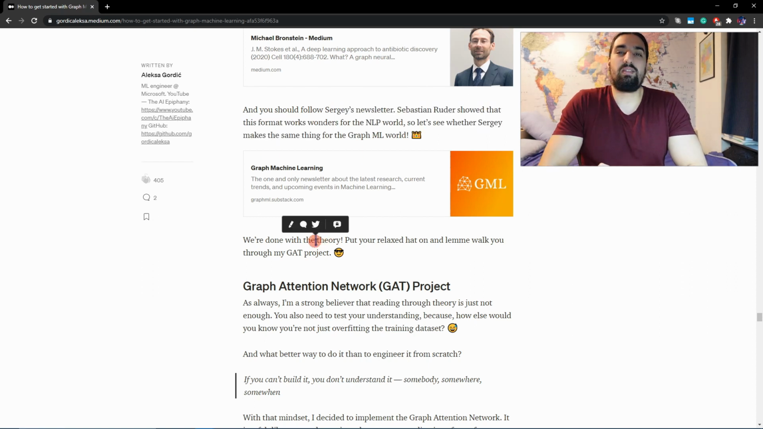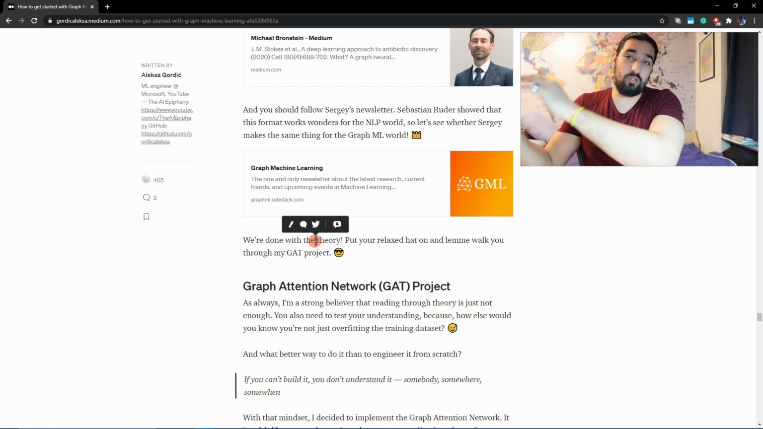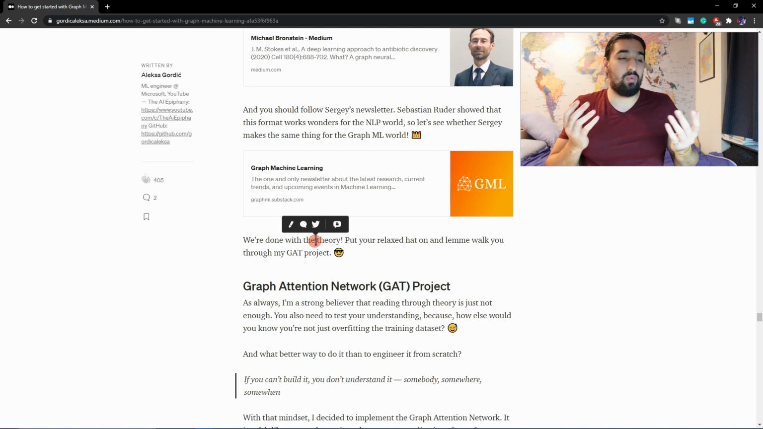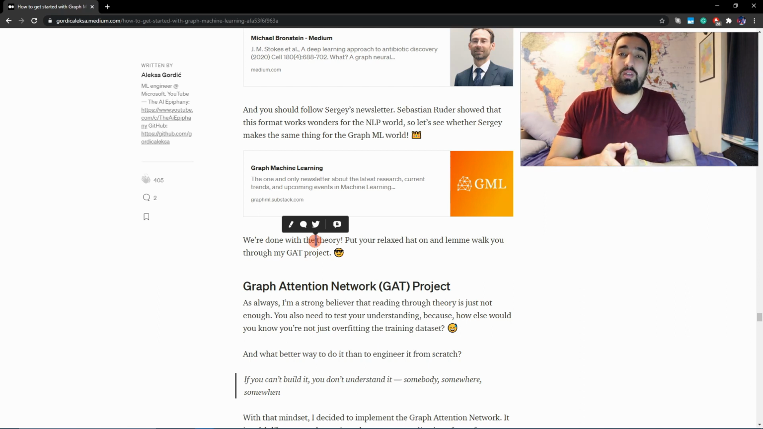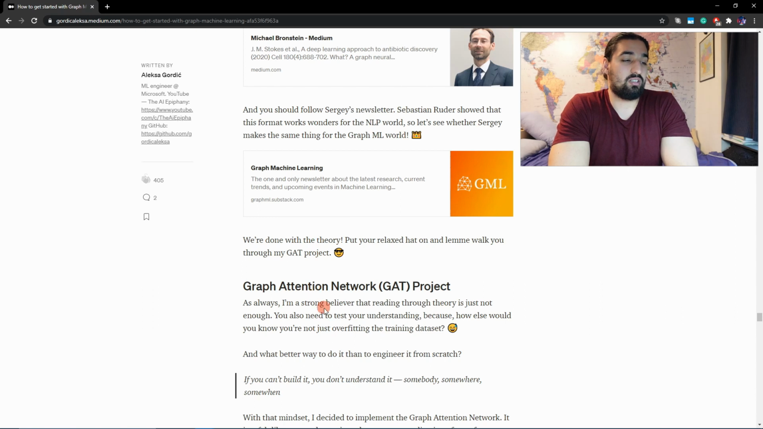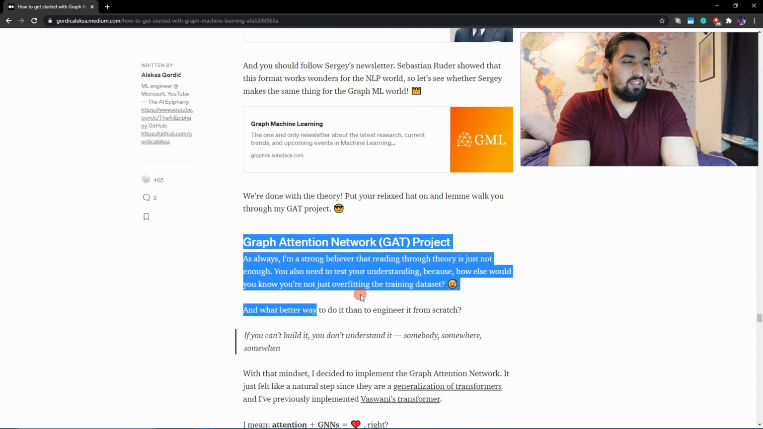I highly recommend it. That's a good way to keep in sync with the newest things happening in a specific field. So similarly to how Sergey has a newsletter in GraphML, Sebastian Ruder has a really nice newsletter in the world of natural language processing. So yeah, this is something that was shown to be a nice format for transferring knowledge in the community, so you should be following these small specialized newsletters. Highly recommended. I'll skip through this.